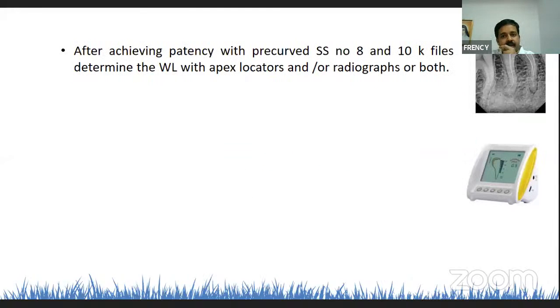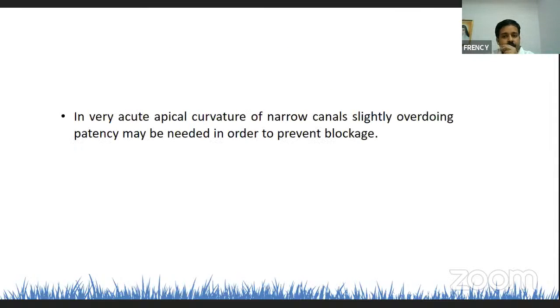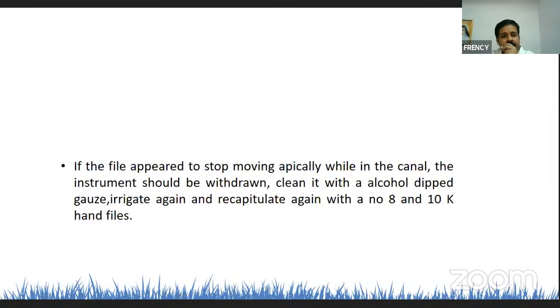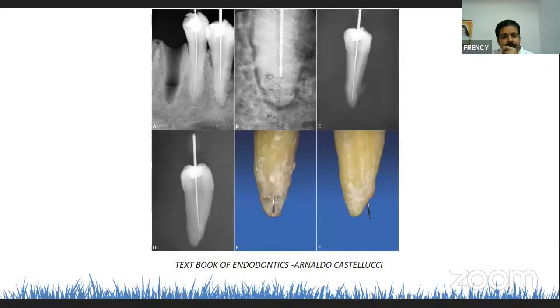So once you reach the apical region and achieve the patency, you can determine the working length with the apex locators or radiographs or both. Then do a repeated patency filing with 8-10 files and make sure they are super loose. And slightly overdo the patency in very narrow canals, and clean files in between with an alcohol-dipped sponge or gauze, and again recapitulate with the 8-10 K file. Always recurve, re-lubricate, and reposition in between. Irrigate also. This is the picture that shows the importance of the apex locator.